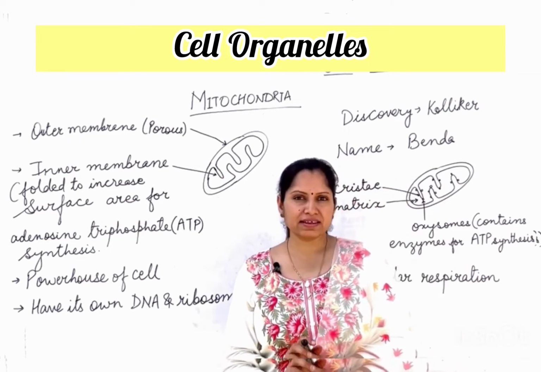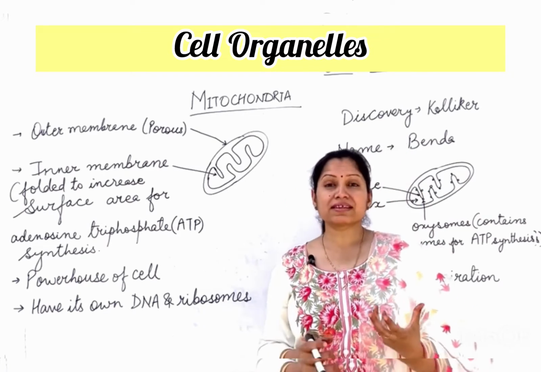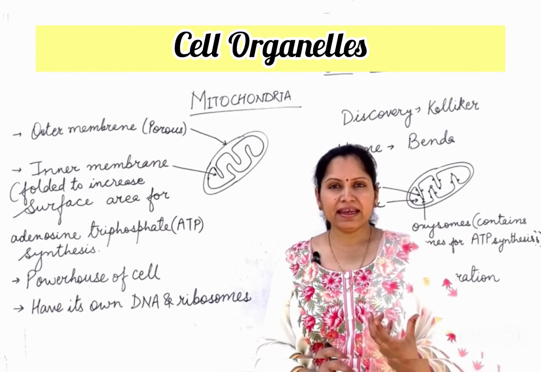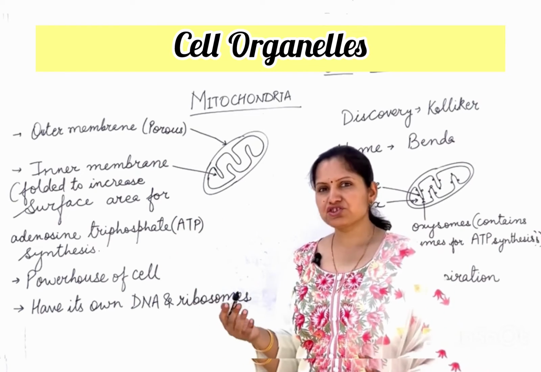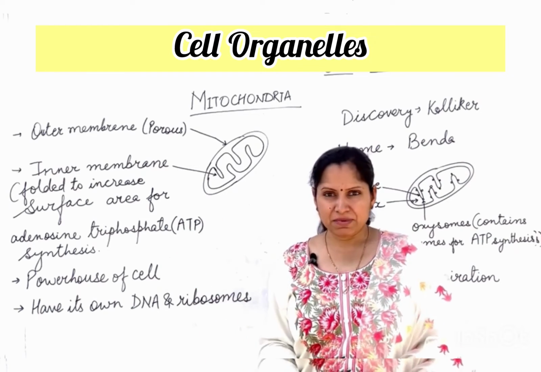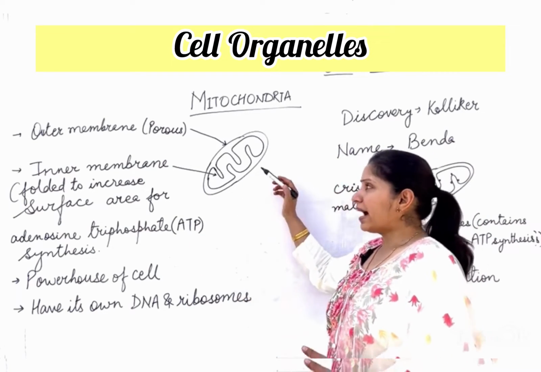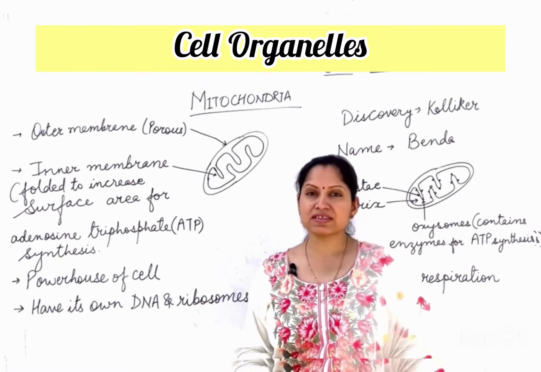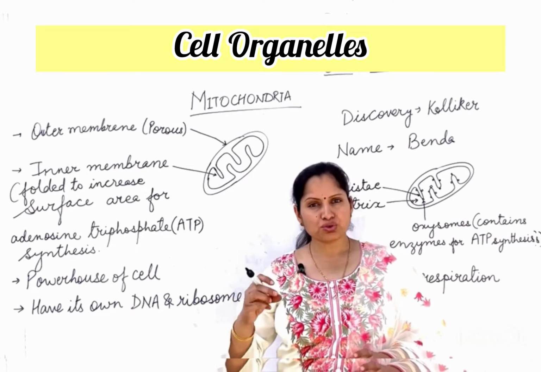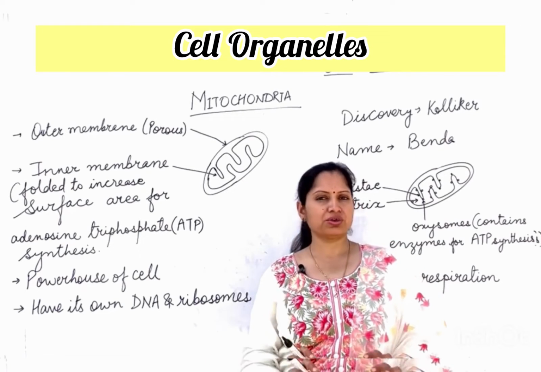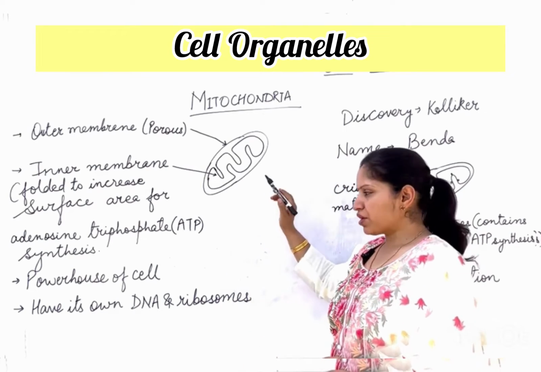ATP is also known as the energy currency of a cell. Remember, it's very important. What is known as the energy currency of a cell? That is ATP molecules, adenosine triphosphate. So this ATP synthesis is going to take place in the mitochondria, and that is why it is known as the powerhouse of the cell, because ATP is the energy currency, and whenever you are storing some energy, the place where you are storing the energy is called a powerhouse. So mitochondria is known as the powerhouse of a cell.